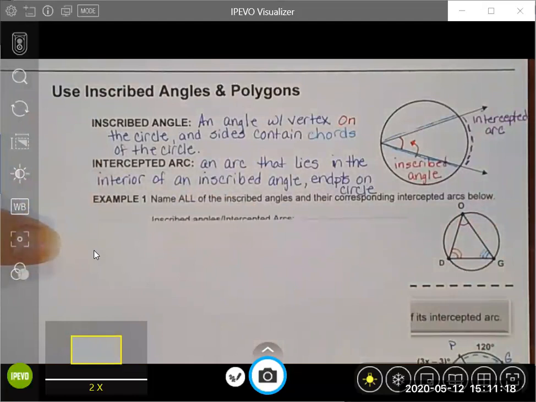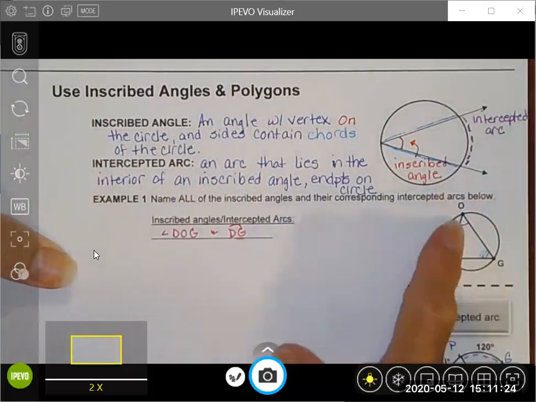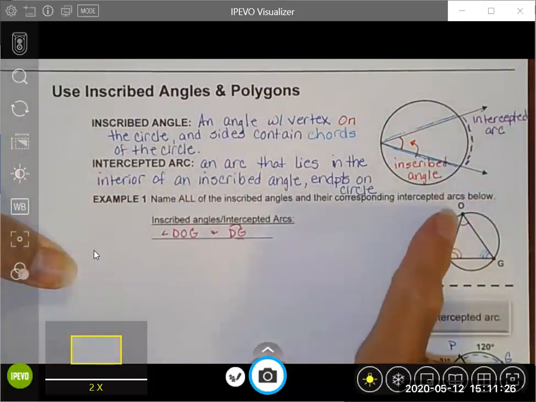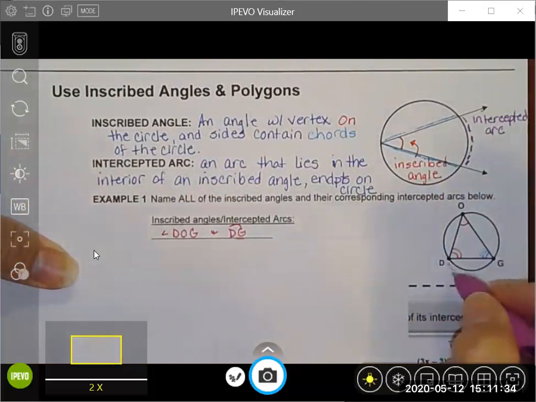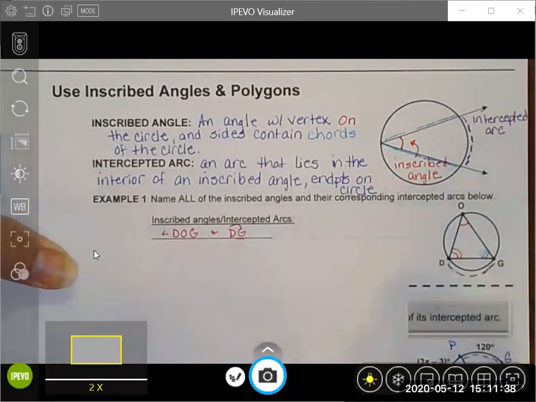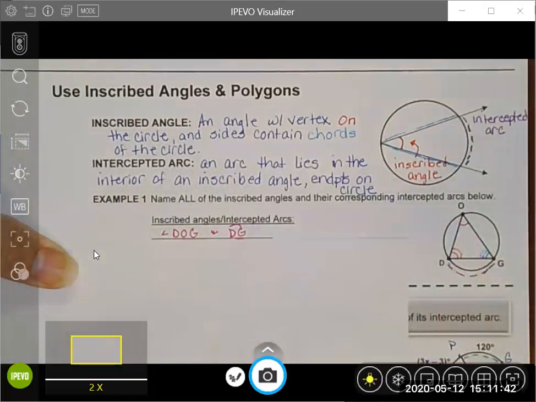So there are 3 inscribed angles in this inscribed triangle. We can name each of them and we can identify their intercepted arcs. If I look at the first one, which is angle DOG, he's pink. The arc that he intercepts is the arc created by the sides DO and OG, which would be this arc here. That is the intercepted arc that corresponds to angle DOG.